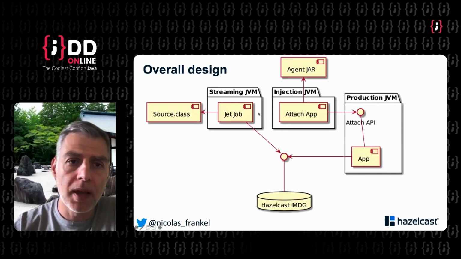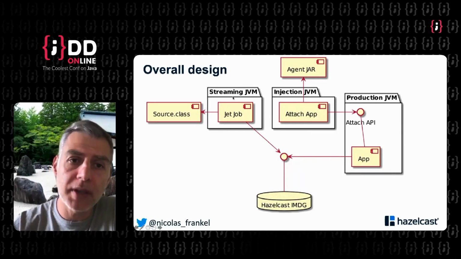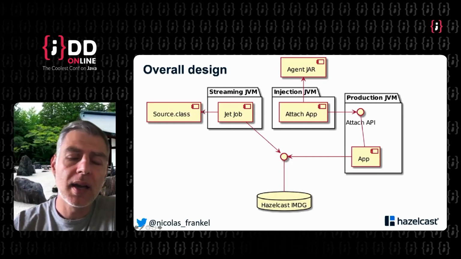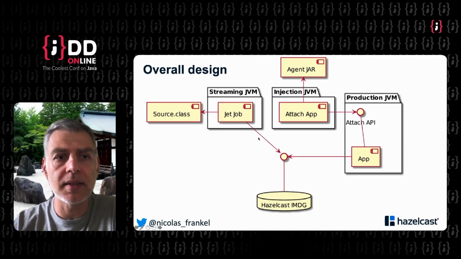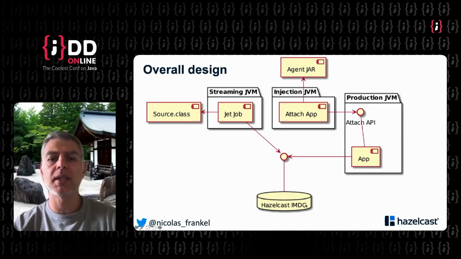First thing, we will create a Jet job, running in a second JVM, the streaming JVM, that will check the changes for the source class. And when it sees that there is a change, it will put that into IMDG, this in-memory data grid.